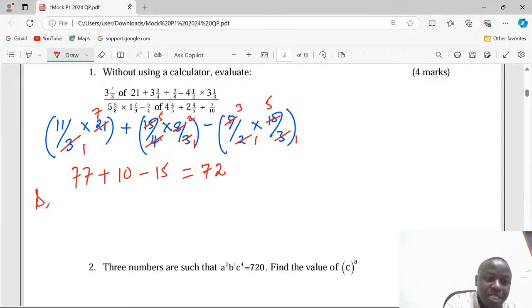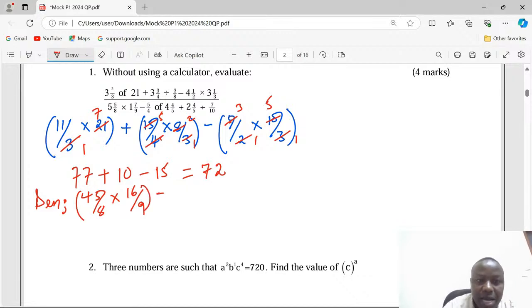Let's look at the denominator now. On the denominator, we are having a 5 and 5/8, which can be converted to an improper fraction of 45/8. Then multiplied by 1 and 7/9, this becomes 16/9. Then minus, we are having a 5/4, it's already an improper fraction. Of means multiplication by 4 and 4/5, which is 24/5.